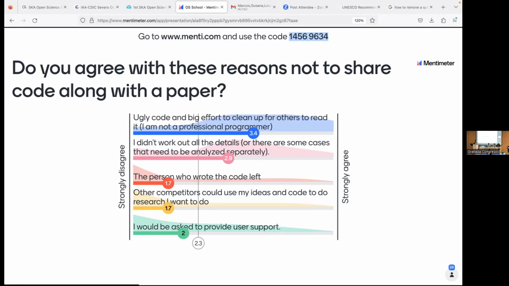So I think we need to really cultivate that culture of sharing so that we're not embarrassed to share our ugly scripts. And it's really more of an opportunity to get collaboration with people who do have those skills, who can maybe help us clean up our scripts in a better way and make them more sustainable, maintainable and efficient. What was the other one? I didn't work out the details.